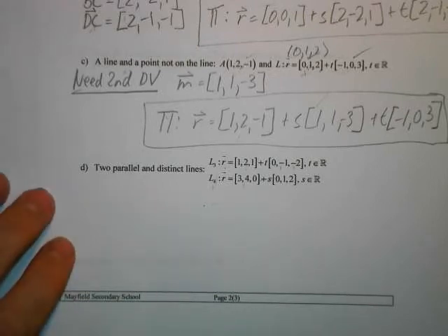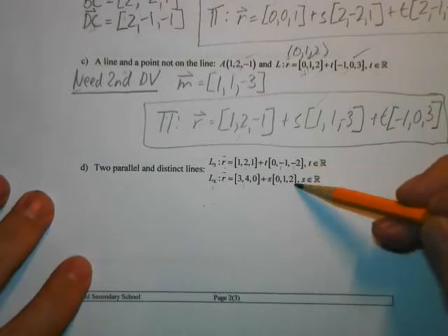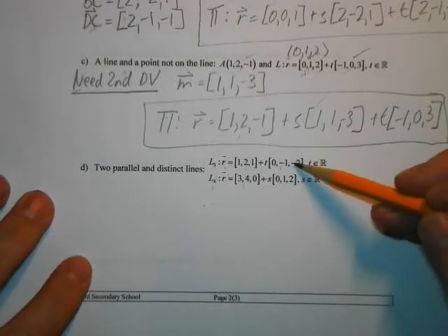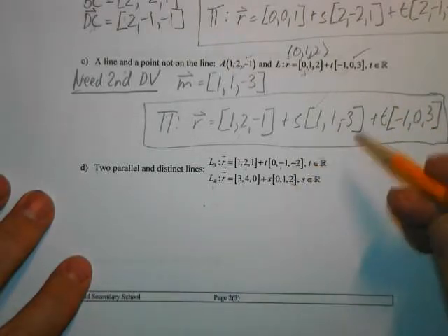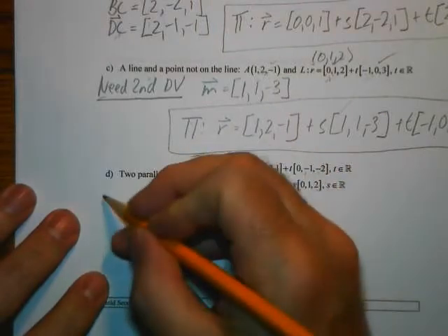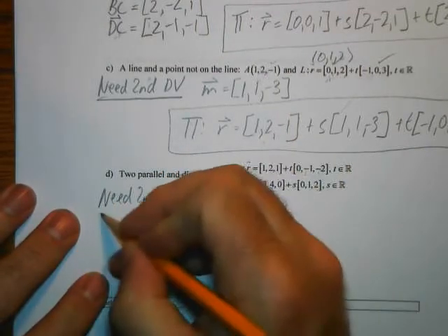Now, I can't use both of these direction vectors because they are collinear. They're parallel. They're scalar multiples of each other. So I need a second direction vector. And how do I get that?